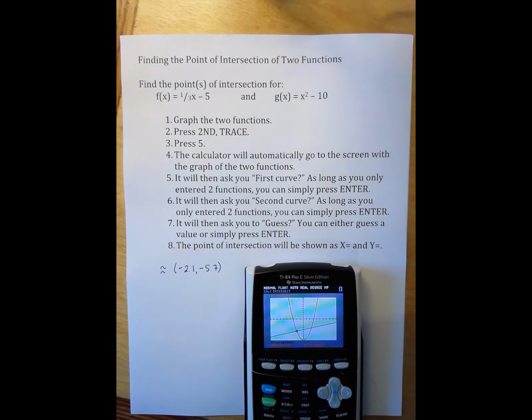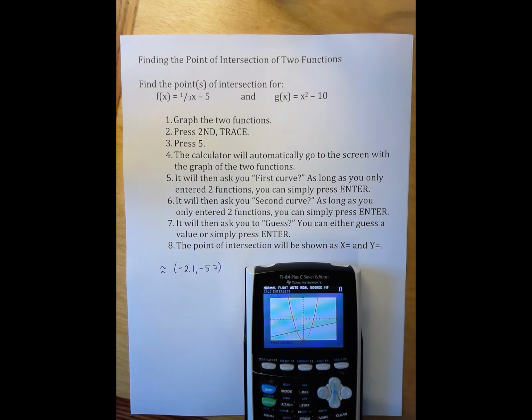I now need to find the second one. We found the first one, it's over here, and we need to find the second one over here. I'm going to go through this exact same process with one slight difference. So, second, calculate, press 5 for intersect. Right now the cursor is on the first curve. That's great, that's what I want. But the cursor is actually on the first point of intersection, or pretty close to it. I don't want to see this intersection, I want to see this one.